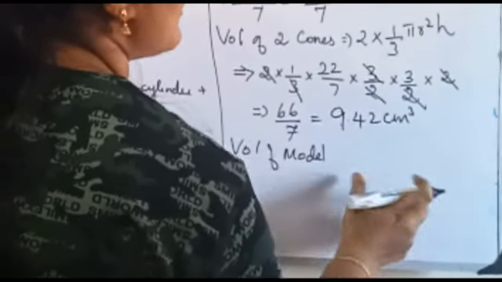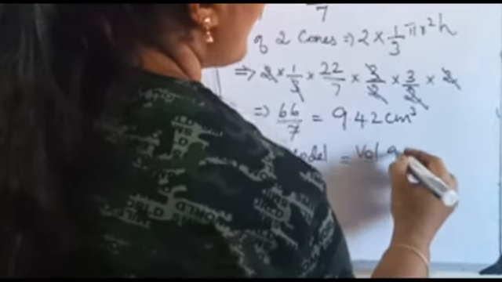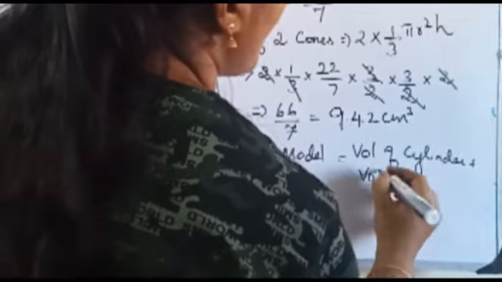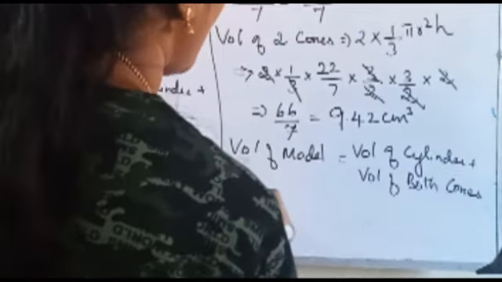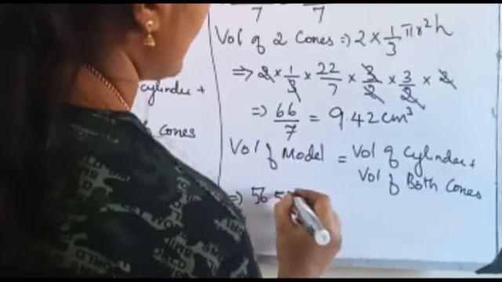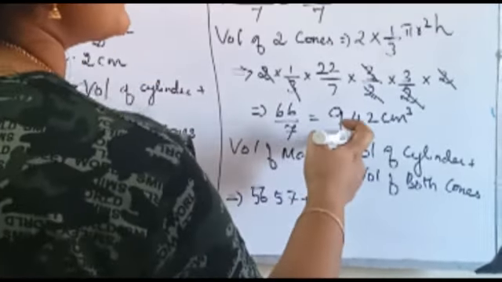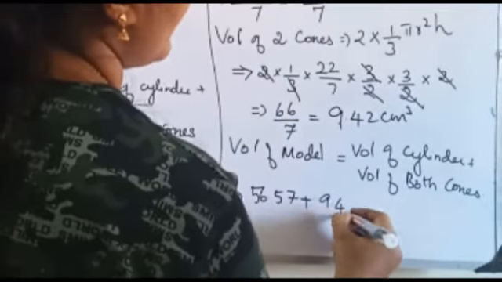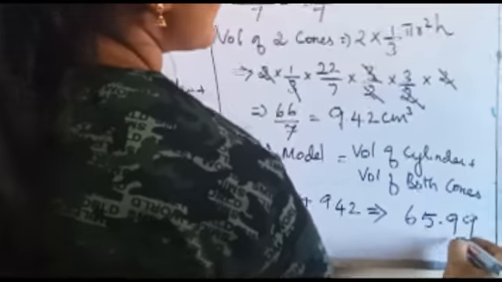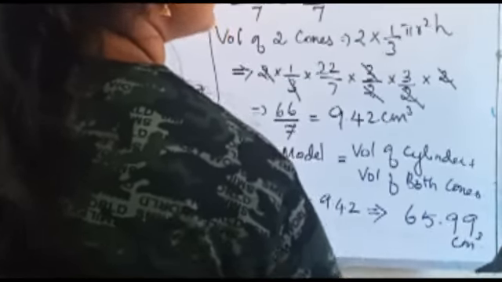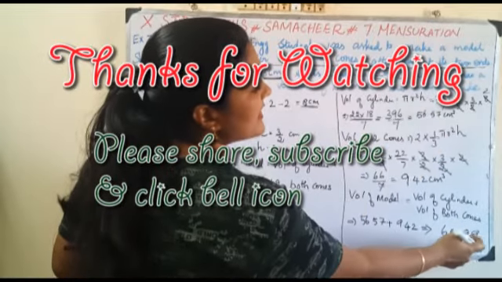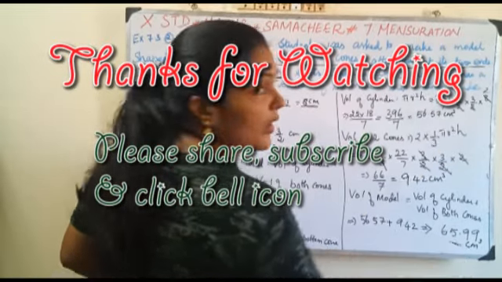Volume of the model which Nathan made is equal to volume of cylinder plus volume of both cones, which is equal to 56.57 plus the volume of the two cones, 9.42, which is equal to 65.99 centimeter cube. So the volume of the model which Nathan made is 65.99 centimeter cube. Hope you understand.